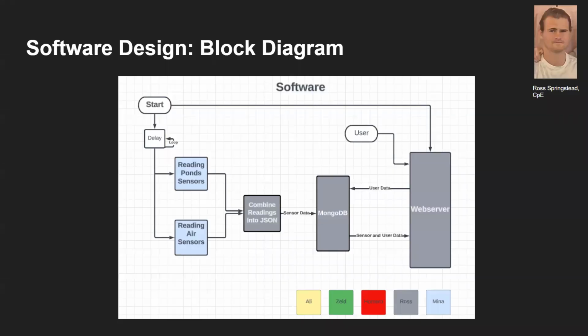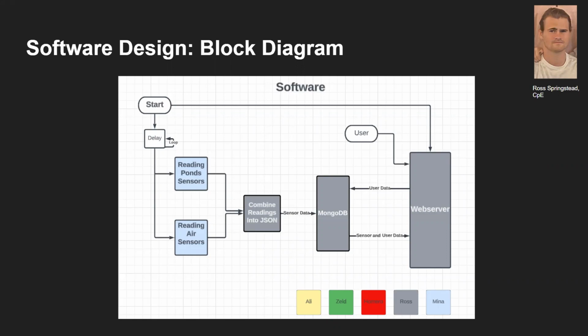Now, let's talk about our software block diagram. As soon as our lab toolkit is turned on, it will start recording and sending our sensor data to our database. We will combine all the sensors input into one array, which will then be converted to JSON, so it can be sent to our database. We will use HTTP post request to send our data by using the MongoDB API. This will allow us to write to our database.